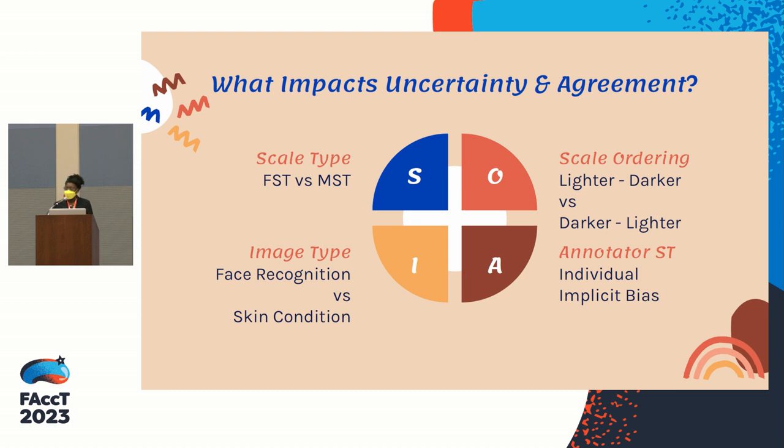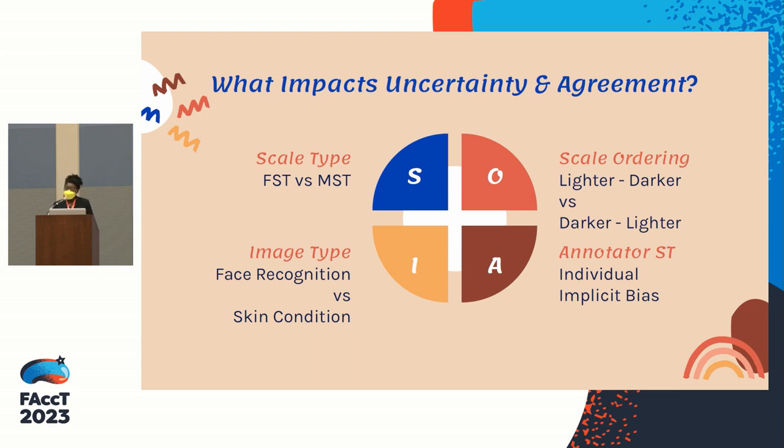So first, we wanted to look into how the scale type affects uncertainty and agreement using the popular Fitzpatrick scale and the newer and not publicly tested Monk scale. Next, we were interested in the scale ordering, whether the scale that the annotators used was ordered from lighter to darker skin, from left to right, or darker to lighter skin tones.